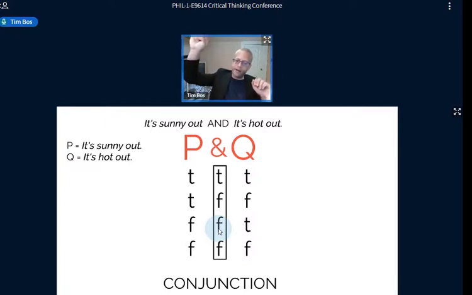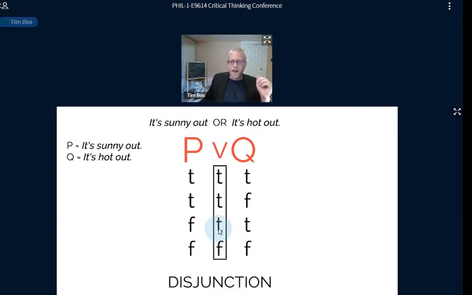So you put a T right at the top and F's right down the bottom, because in every other scenario, one side is false. And you can't have that in a conjunction. You can in a disjunction, right? For a disjunction, the rule is at least one of the sides has to be true. At least one of the disjuncts has to be true. And as long as at least one or both is, the whole thing is true.